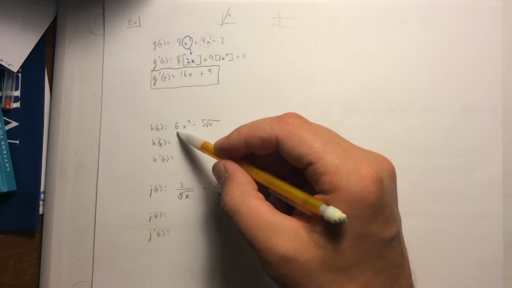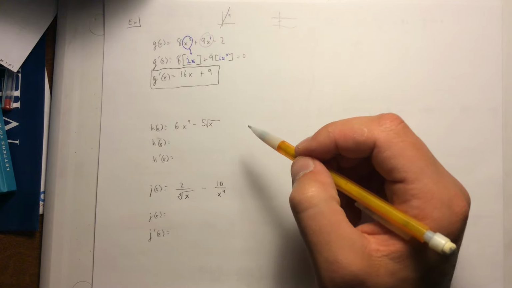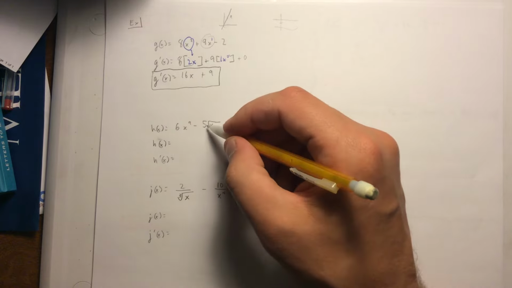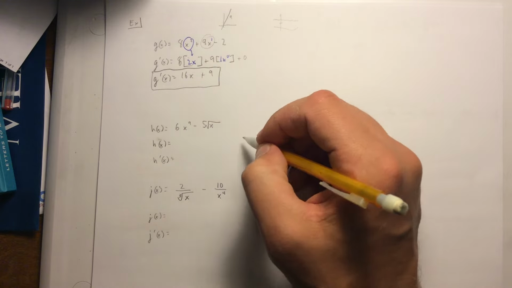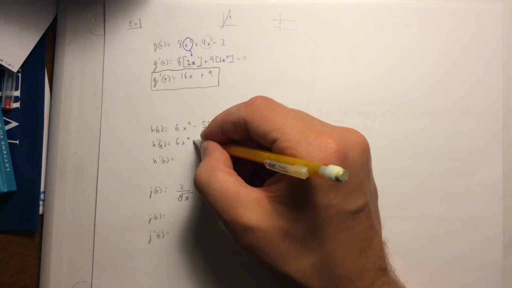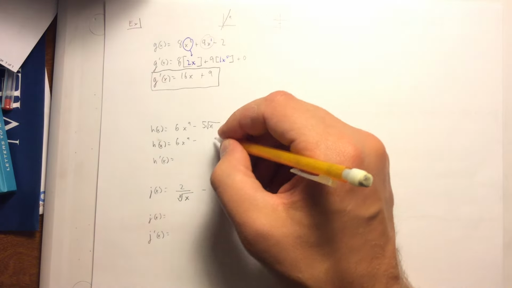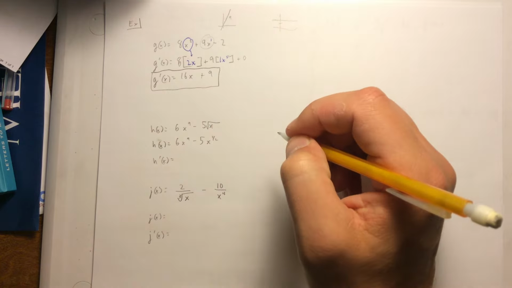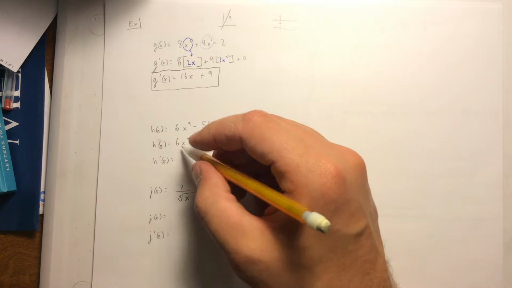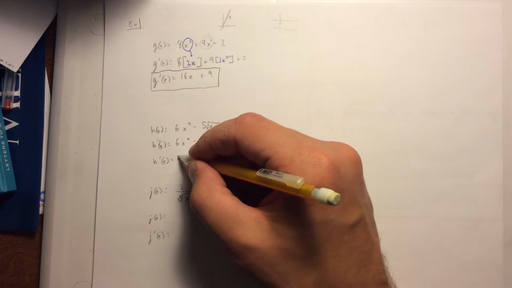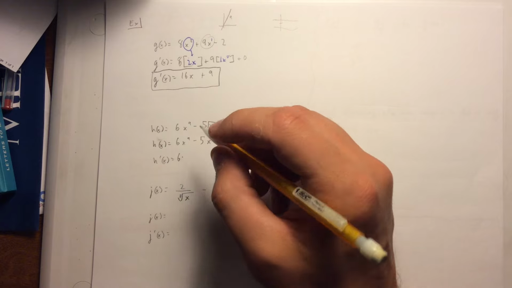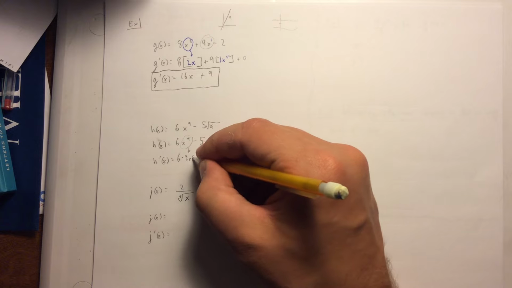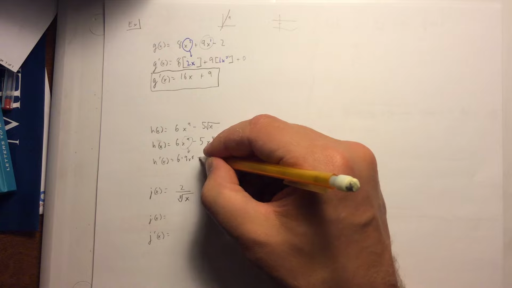Down here, 6x to the 9th. Gotta take the derivative of this. That part's going to be easy. I'll get to that in a moment. This, though, 5 square root of x. I want to use the power rule. What is square root of x? It's 5x to the 1/2. Alright, so if I got to derive this right here, I'm going to get 6 times derivative of x to the 9th is going to be 9x to the 8th. That one's done.